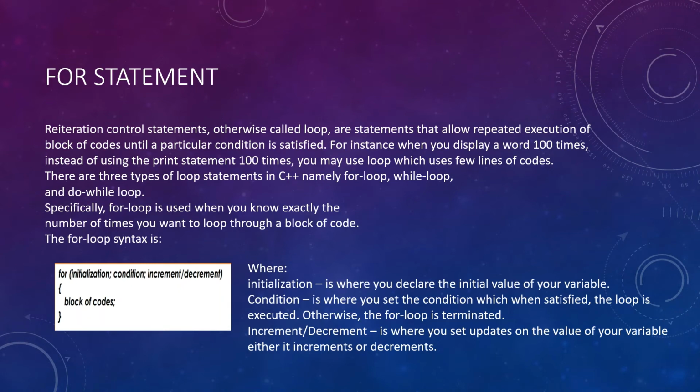Initialization is where you declare the initial value of your variable. Condition is where you set the condition which, when satisfied, the loop is executed, otherwise the for loop is terminated. Increment or decrement is where you set updates on the value of your variable, either it increments or decrements.